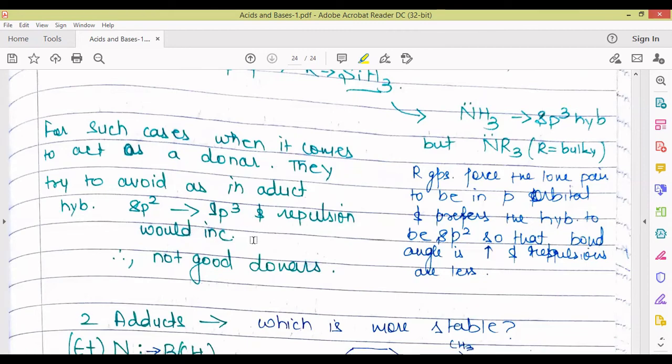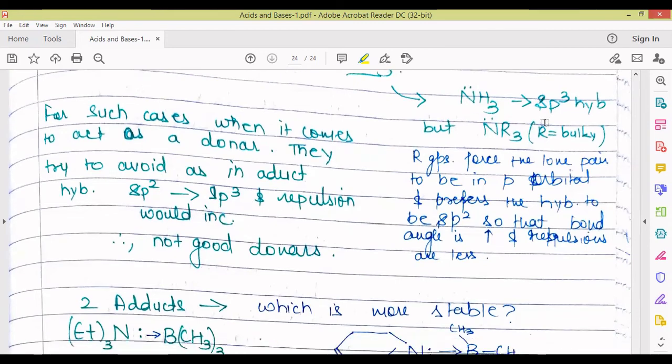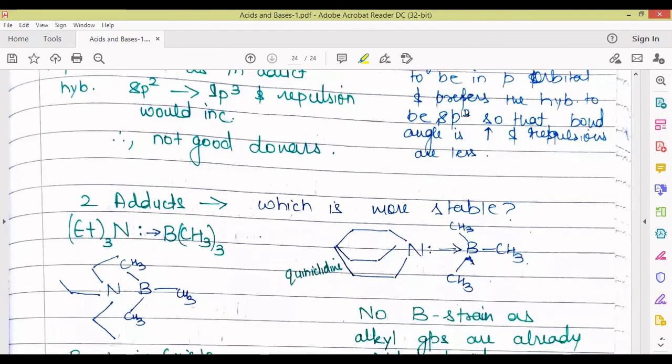So repulsions would increase, and so these cannot act as good donors, because they do not want to act as donors. They will have to decrease the bond angle and repulsions are going to be more, so the adduct which is going to be formed is going to be unstable due to the steric hindrance due to back strain.